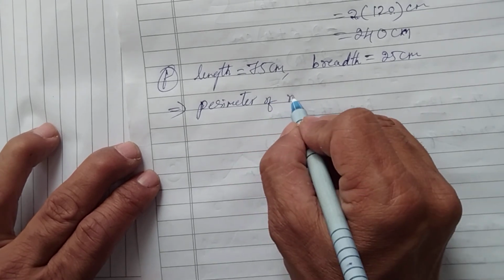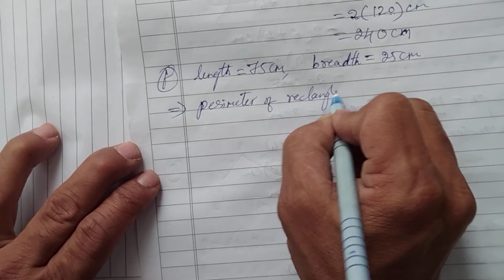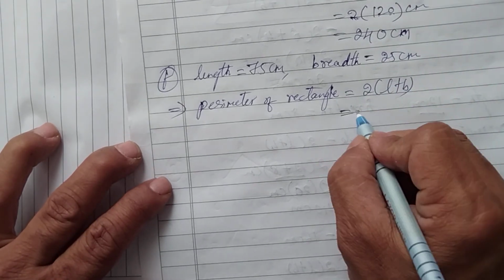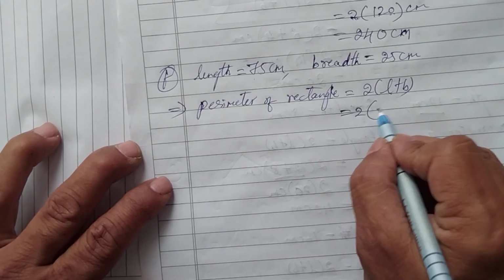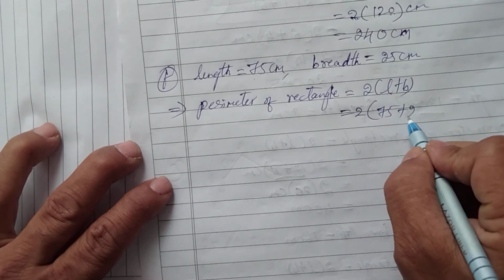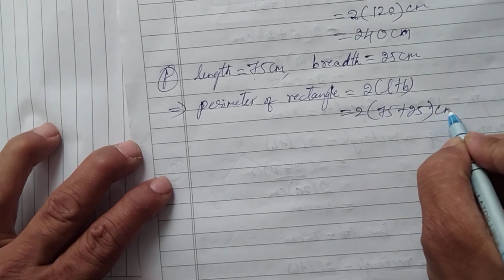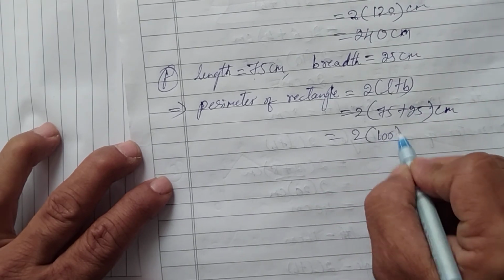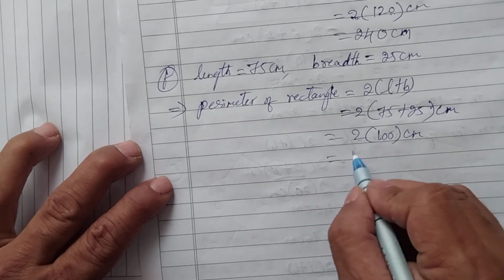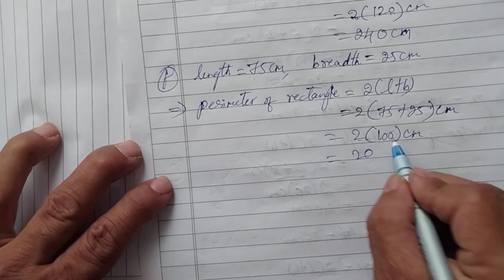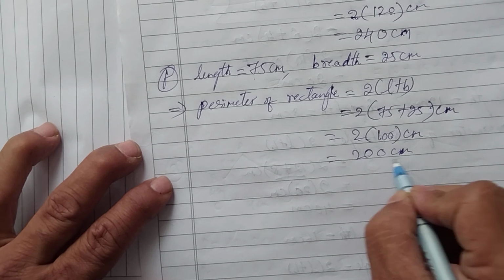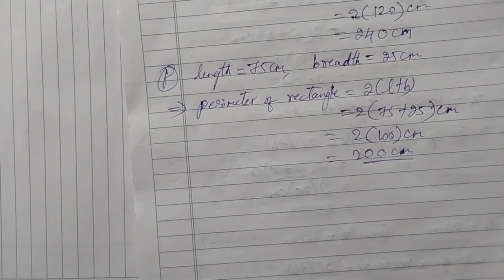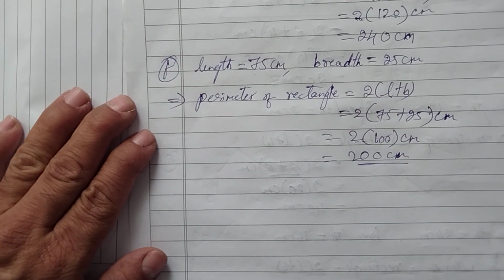Perimeter of a rectangle is equal to 2 into (L plus B). 2 as it is. Length 75 centimeter plus breadth 25 centimeter. Common centimeter outside. 2. Add both: 100 centimeter. 2 ones are 2, this 0. 2 zeros are 0 centimeter. Finished. This is all we have done in the second. The remaining ones you have to solve by yourself.